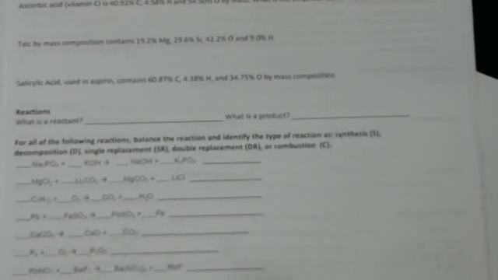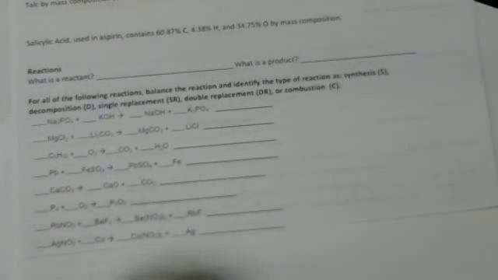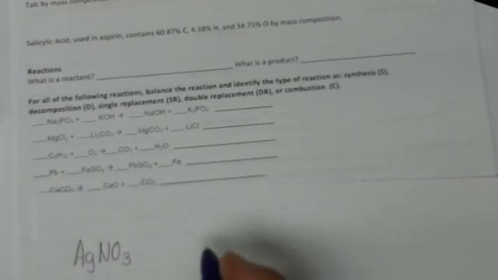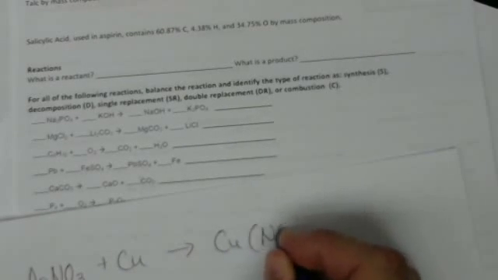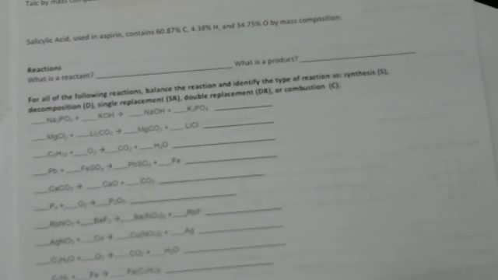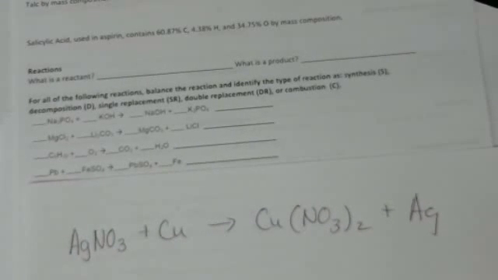All right, guys, before we go on, I want to go ahead and do a few more of the equations and talk a little bit more about naming. For example, let's take a look at this one. If you're looking through your list, let's say Ag NO3 plus Cu gives Cu(NO3)2 plus Ag. Right, so there's the equation.